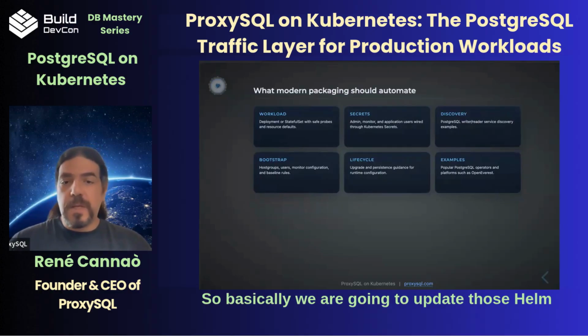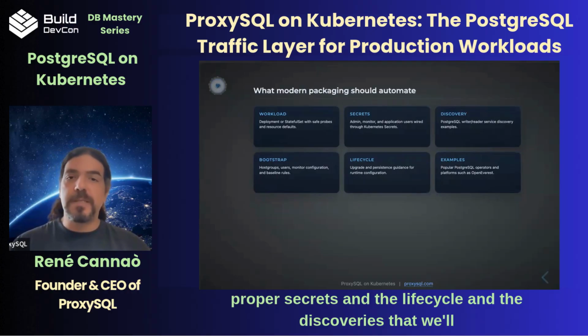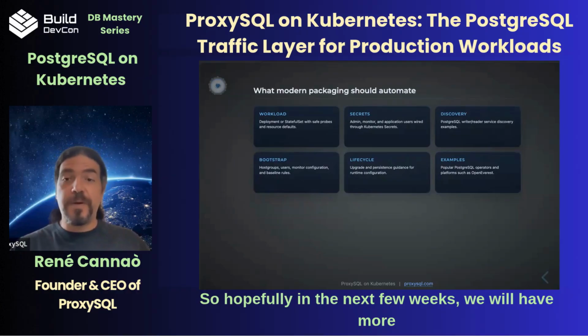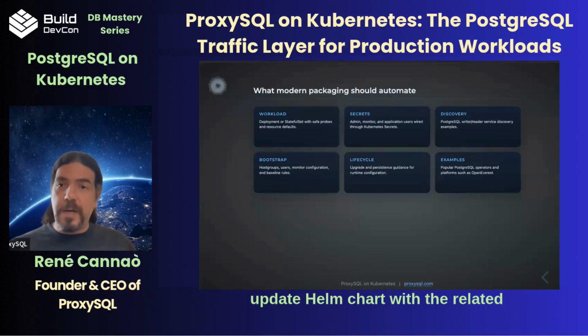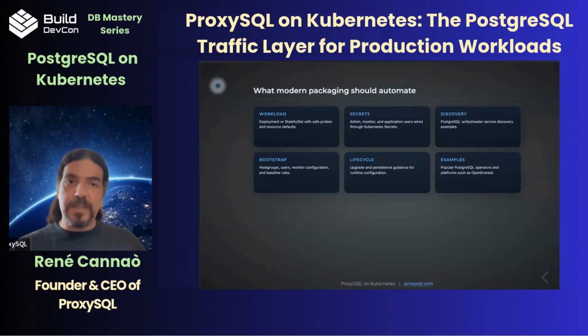We are going to update those Helm charts to make sure that they support the proper secrets, the life cycle, and the discovery. That will make sure that they are properly modernized. Hopefully in the next few weeks, we will have more up-to-date Helm charts related to ProxySQL on Kubernetes.